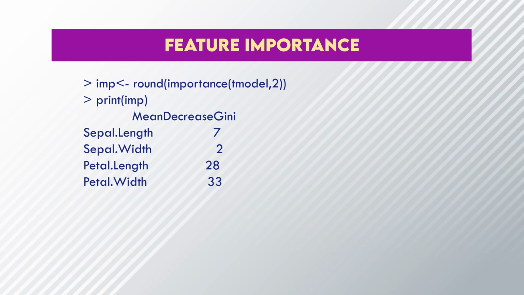Sepal length has a Gini index of 7. Sepal width has a Gini index of 2. Petal length has a Gini index of 28 and petal width has a Gini index of 33. So this can also give you the feature importance in case of random forest. If you see here, the previous one is able to generate much more accuracy as compared to this one, because the training data is less as compared to the previous one.